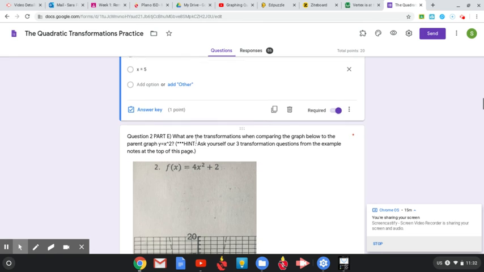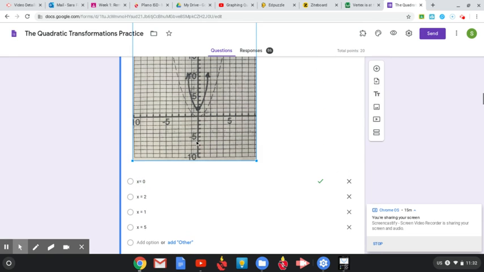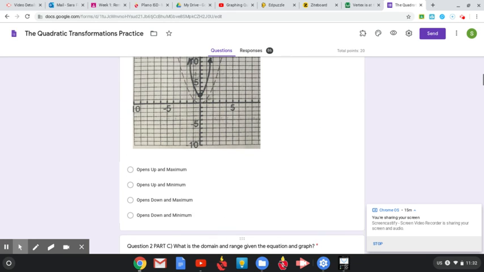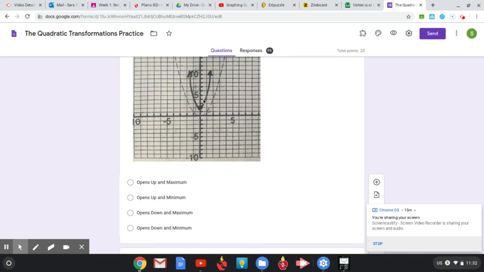So we've talked about transformations. We talked about axis of symmetry. We've talked about domain and range. We've actually already talked about this question. Opens up means no reflection. Opens down means it flips over to be a reflection. So again, opens up means no reflection.